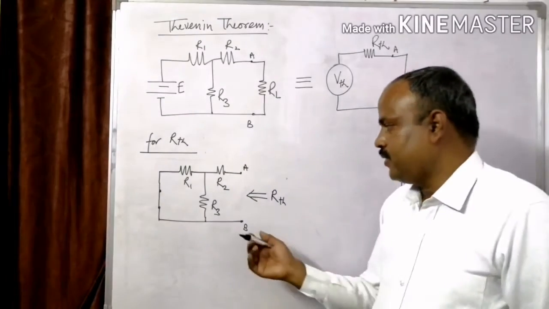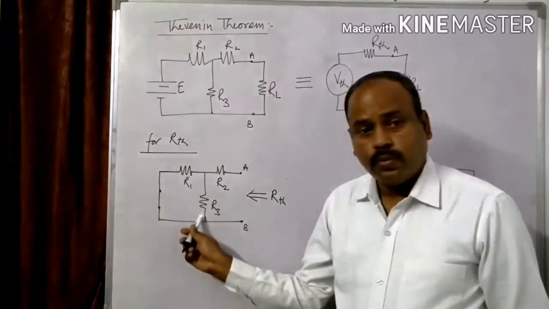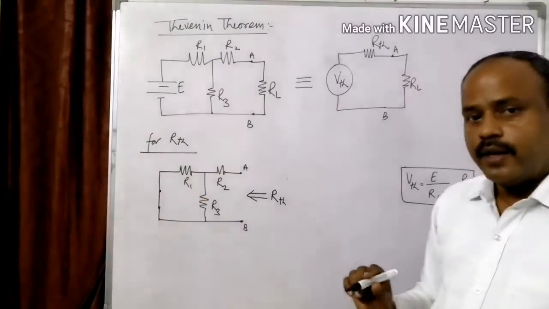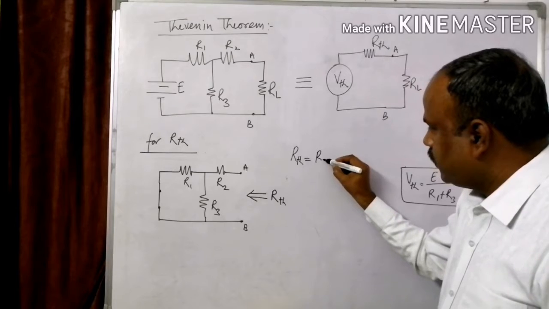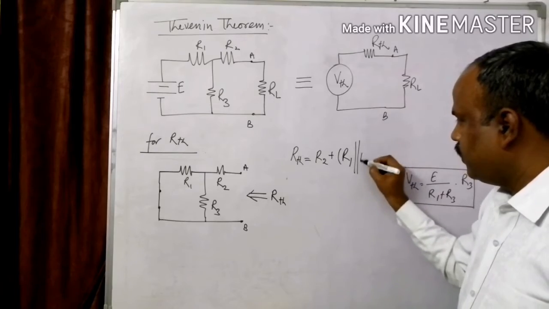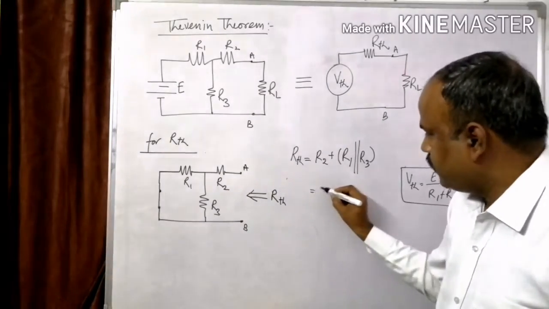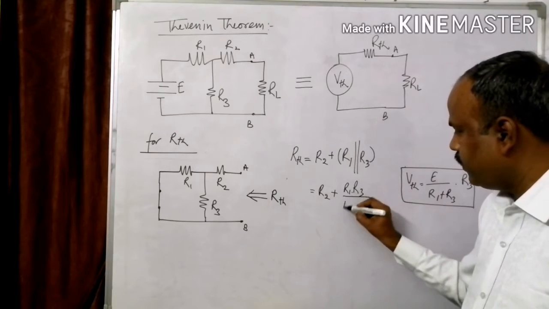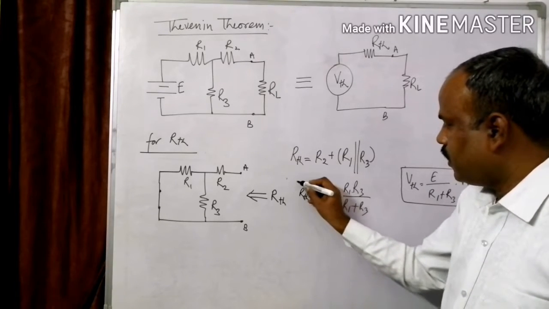How to calculate it? According to the circuit, this is very simple. R1 and R3 are connected in parallel, and this combination is in series with R2. So the value of RTH is nothing but R2 plus the parallel combination of R1 and R3. That is, RTH is R2 plus R1 R3 divided by R1 plus R3.